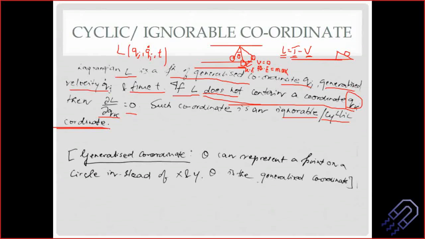I think I already discussed the generalized coordinate, so I don't really need to discuss it again. Theta can represent a point on the circle instead of x and y. I think we have already seen this factor, because if we consider this, all of us remember it. This is a big problem here.